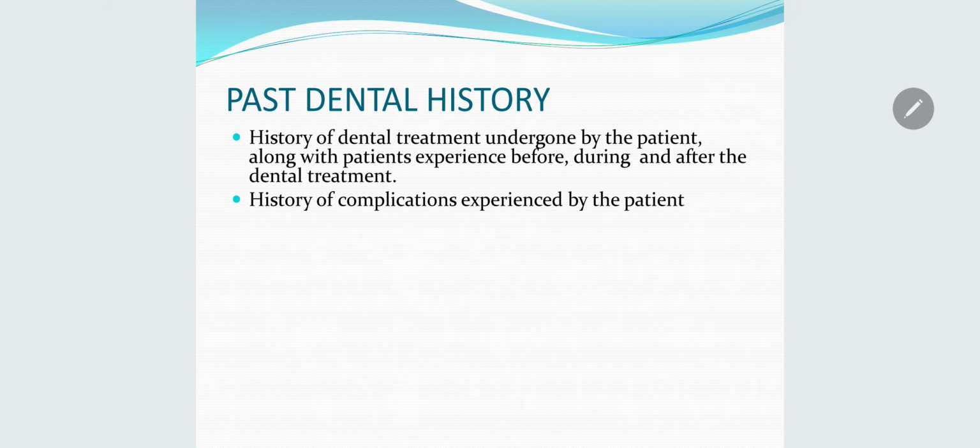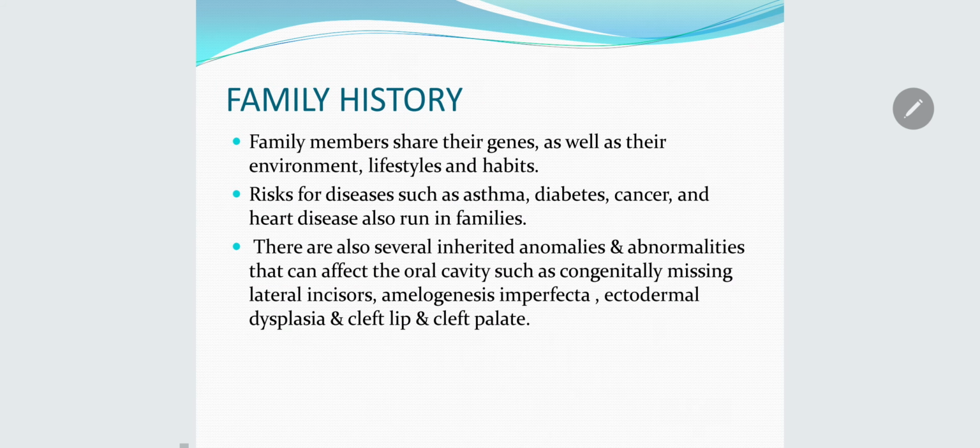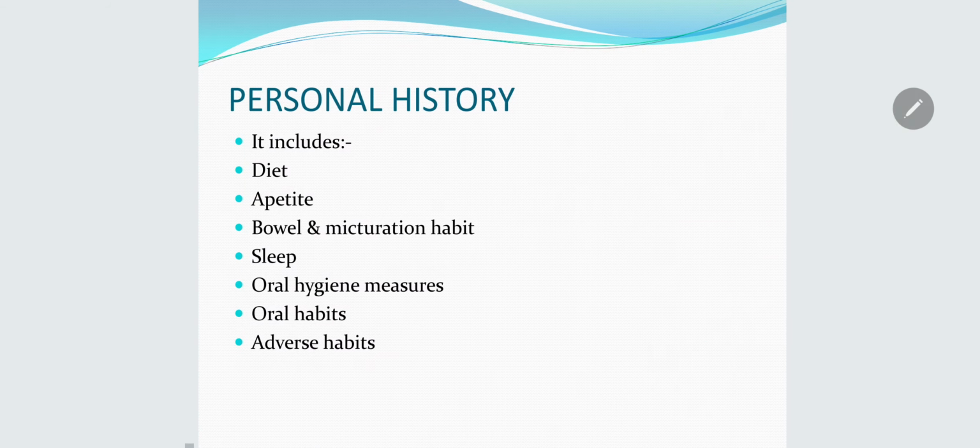Past dental history, so that we will know the patient's experience during the past and any complications experienced by the patient. So this is the importance of the past dental history. Family history. There are a few familial diseases or genetic diseases in families, hence you have to ask about the family history, so that we know the risk for diseases like asthma, diabetes, cancer and heart disease, and there are a few inherited anomalies also, hence you have to take the family history.